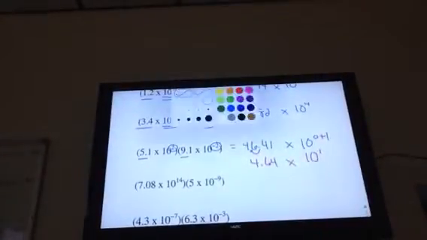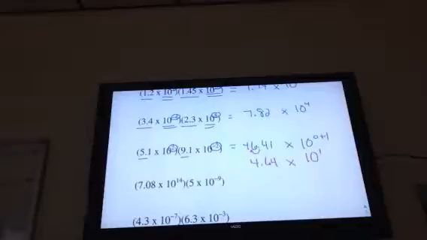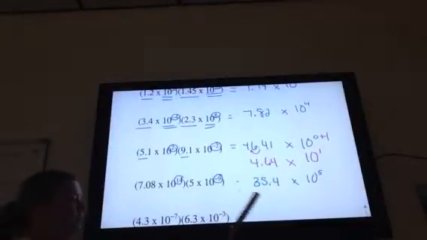Okay, let's look at the next one. 7.08 times 5. And I get 35.4 times 10 to the, add my powers, 5th power. But this is not correct scientific notation because this is bigger than 10.